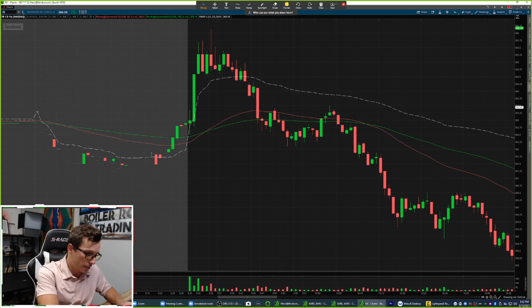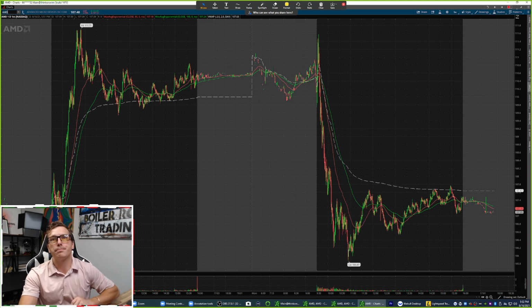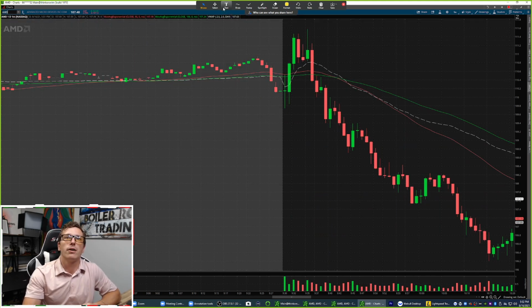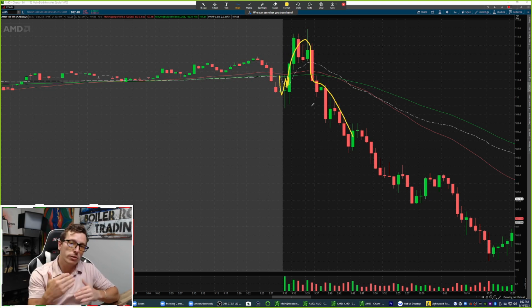All right, let's hop over to another one. Let's see what AMD did today. So here's AMD, same sort of scenario. Market opens up, chopping around, pushes up, finally breaks through, and it just falls apart. This is a situation where you don't really get a clear rejection off the VWAP. You just get a little back and forth trading, and then the market swings down.